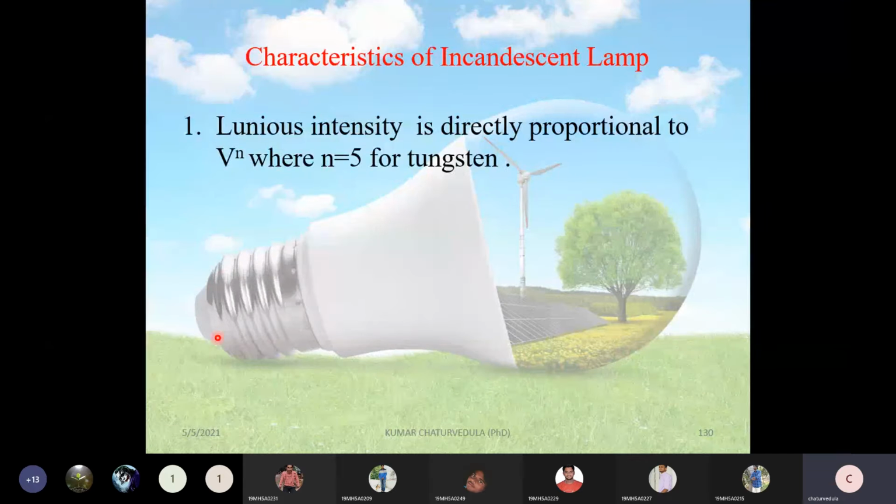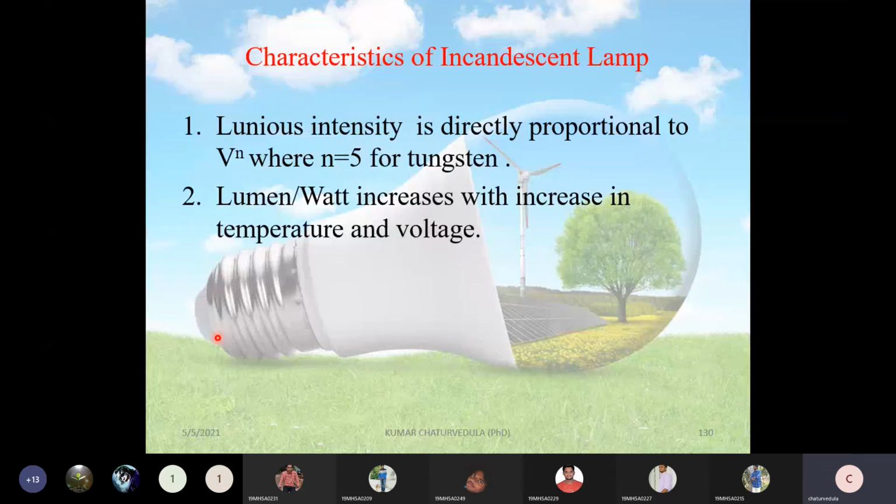Characteristics of incandescent lamp: luminous intensity. The luminous intensity is directly proportional to V power n, where n is equal to 5 for tungsten. But if you are going to use nichrome, the value of n is different. If you are going to use any other material, the value of n is different. So luminous intensity I is proportional to V power n.